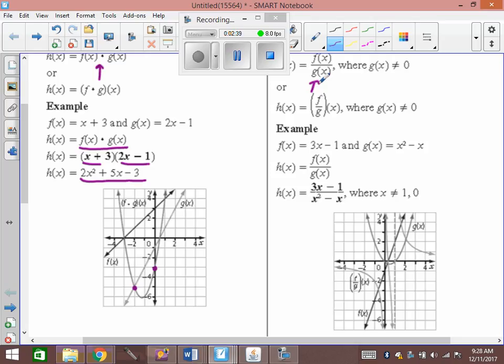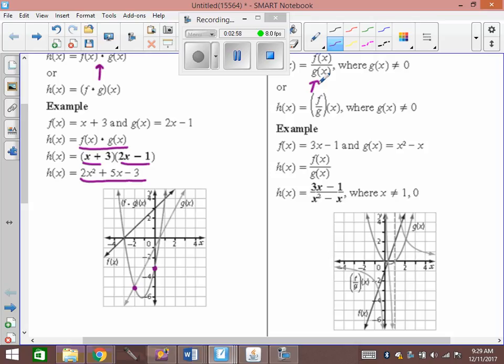So remember, with addition, it didn't matter if you accidentally messed up the order of which graph you added, and it wouldn't mess up with multiplication either. But with subtraction and division, it matters which one you do. You actually have to make sure that you do f divided by g or f minus g, right? Okay. So we have 3x minus 1 over x squared minus x.